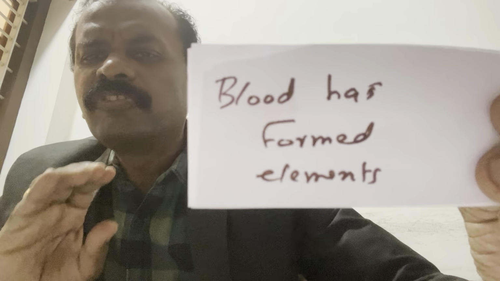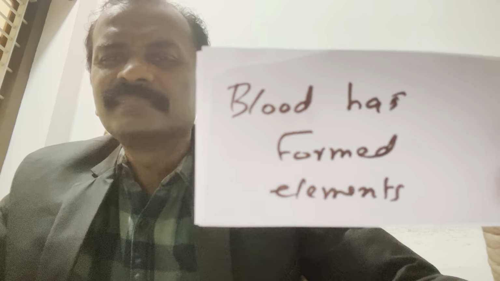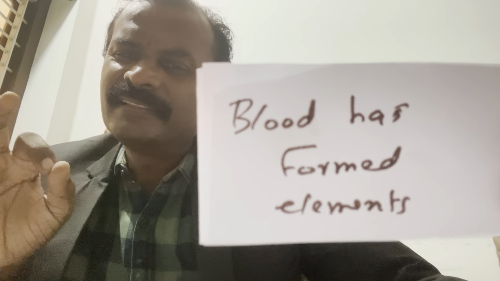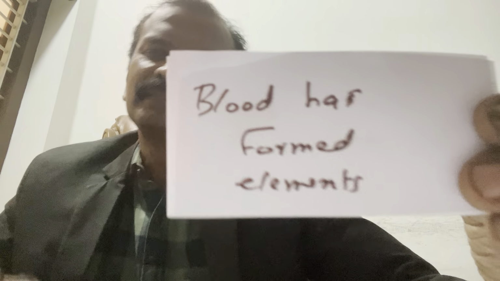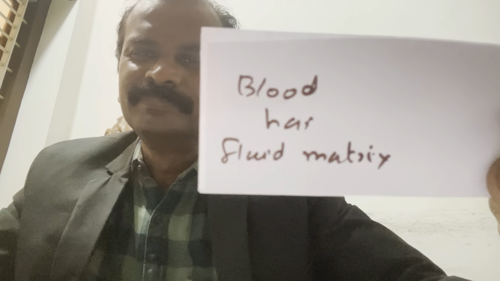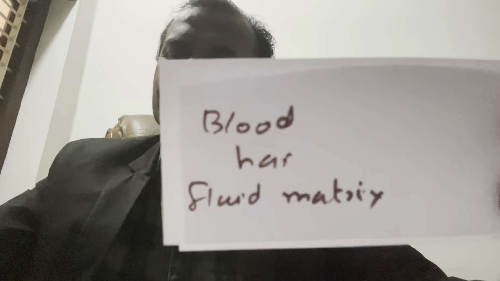Blood has formed elements. Can you say it is true or false? These are very tough inside the examination hall. Blood has formed elements. The correct answer is yes, blood has formed elements. Blood has fluid matrix. You must think and answer. Fluid matrix, it is a true statement. So blood has fluid matrix and blood has formed elements. Both are true statements.